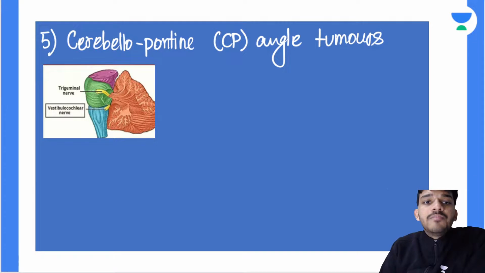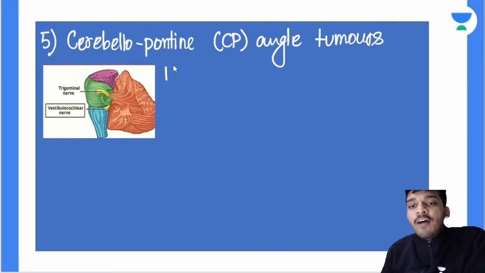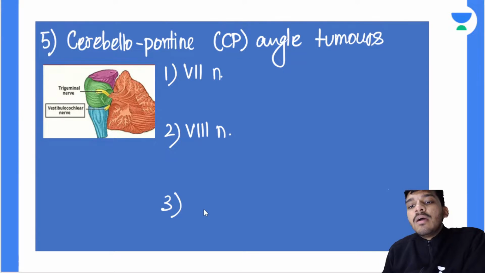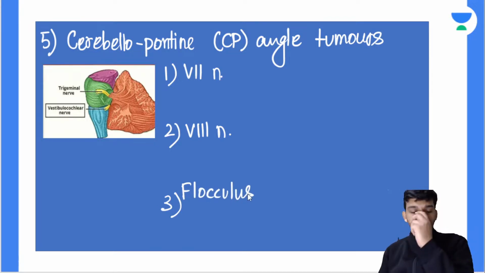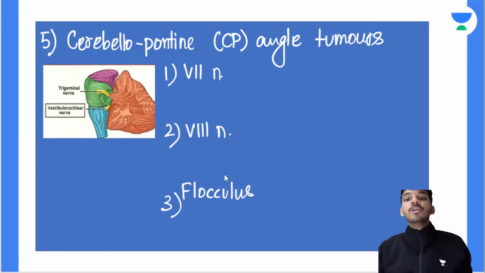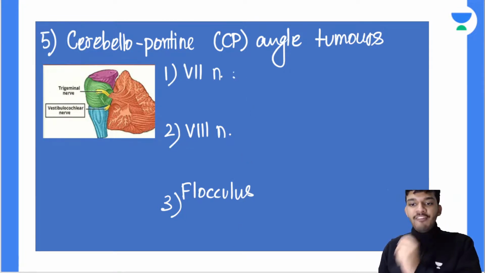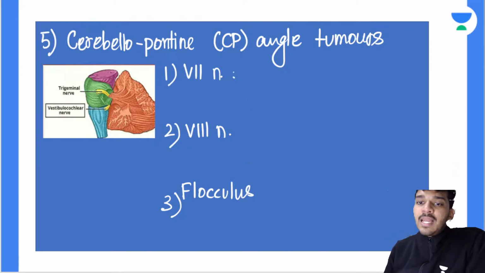a few things, right? I told you at this angle you have three very important structures. One is the seventh cranial nerve, it is coming out. The eighth cranial nerve, it is coming out. And one more thing I told you was the flocculus of the cerebellum, which is a part of the cerebellum. It is present near the CP angle. If you have compression here, you will have facial nerve problems that will lead to ipsilateral facial paralysis.